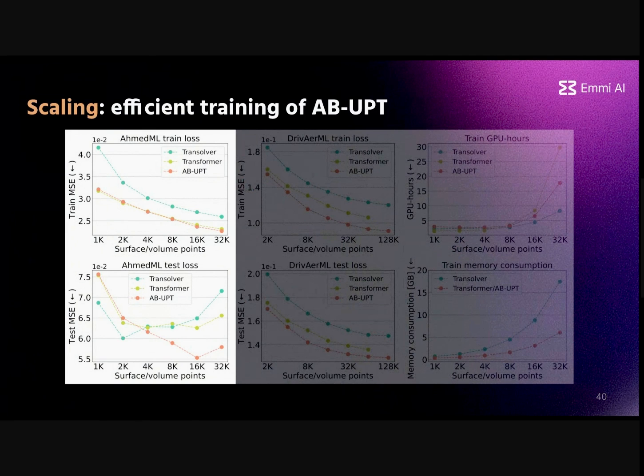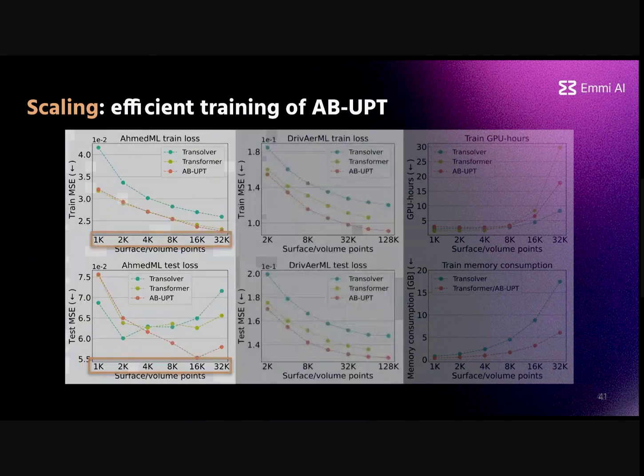But what we see on the lower plot is that the test metric actually goes up at some moment. So it starts to overfit. So even though we have simulation meshes for AMD-ML that contain millions of mesh cells, we actually don't need that many cells during training to get the optimal performances, because we start to overfit already very quickly.